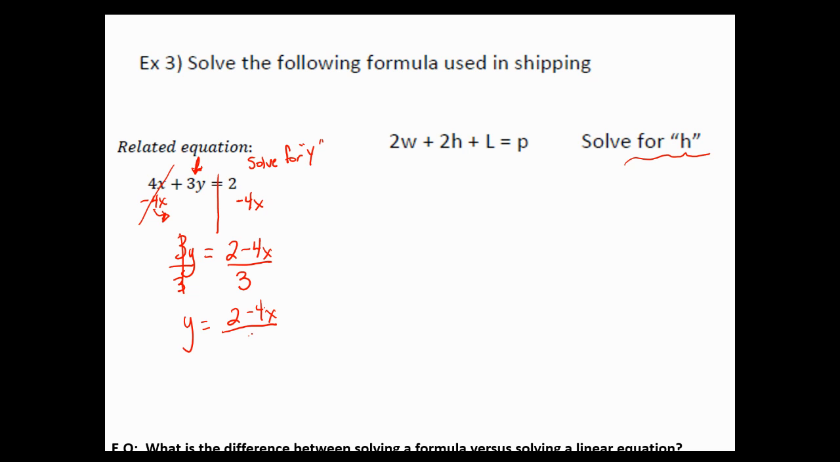Now, there's plenty of times where we're going to want you to change the looks of this side, but for this particular chapter, this is just fine. You've done what it says. You solved for y. So we're going to do the same thing here.